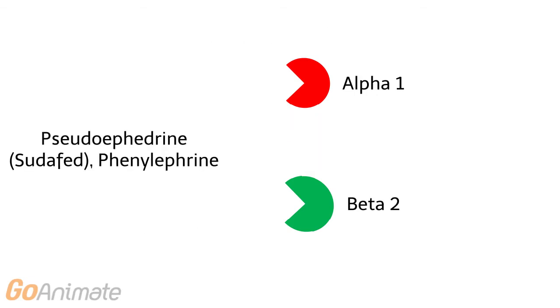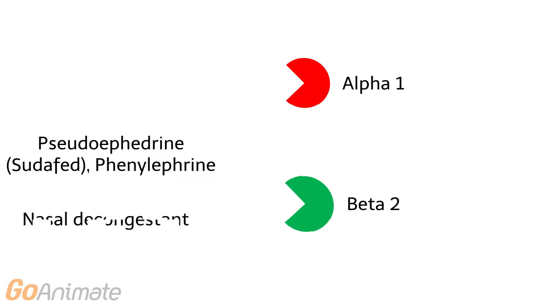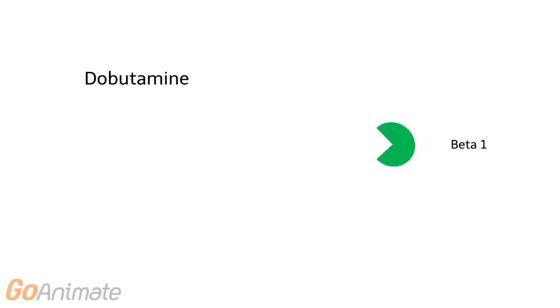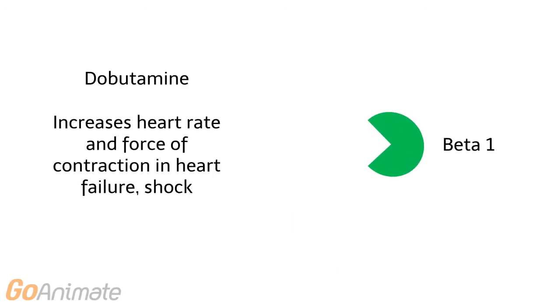Pseudoephedrine, or Sudafed, and phenylephrine affect alpha-2 and beta-2 receptors and are used as nasal decongestants. Isoproterenol, or Isuprel, affects the beta-1 and beta-2 receptors and works to increase the heart rate, force of contraction, and conduction. Dobutamine affects the beta-1 receptors and works to increase the heart rate and force of contraction in heart failure and shock.